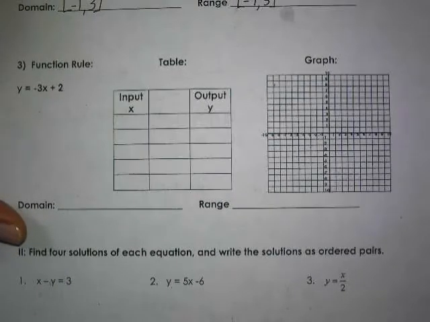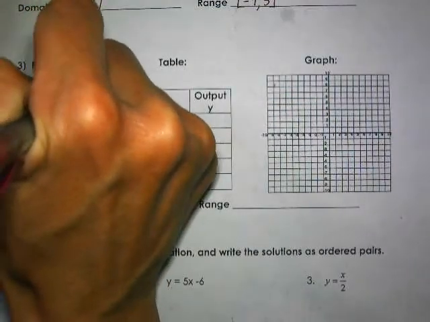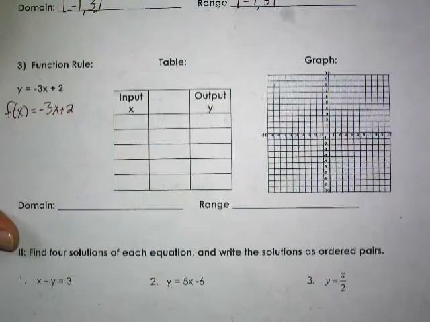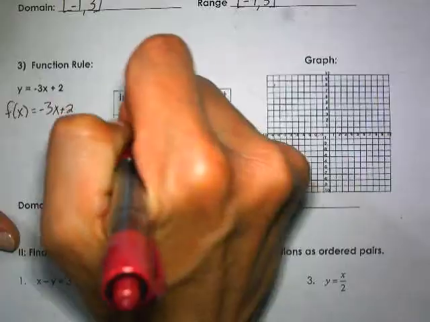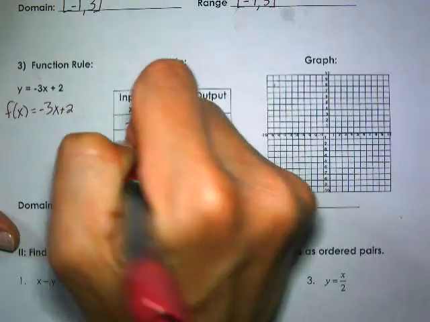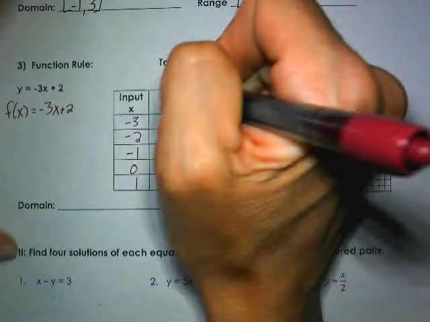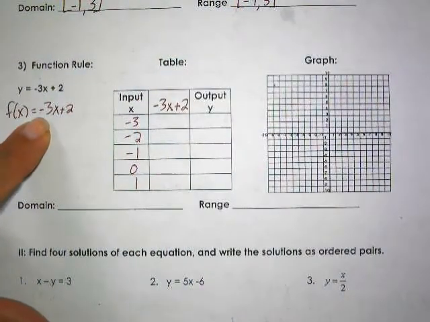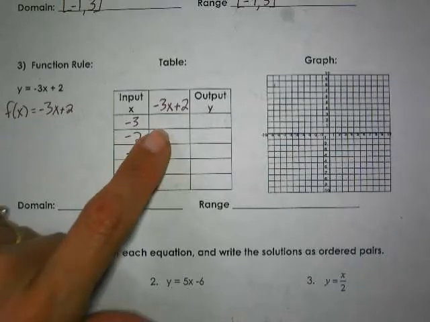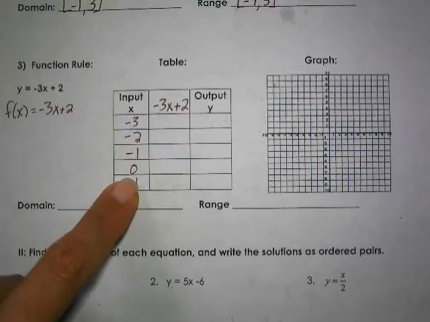All right. Function rule: f of x equals -3x plus 2. So this time I'm going to go -3, -2, -1, 0, and 1, and we're going to evaluate our function at each of these given x values.